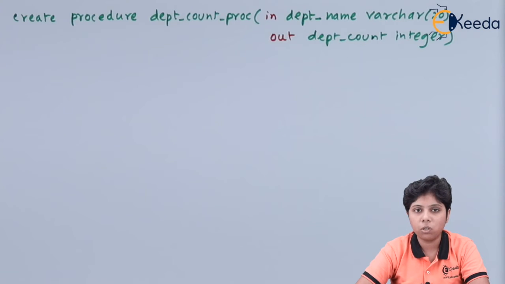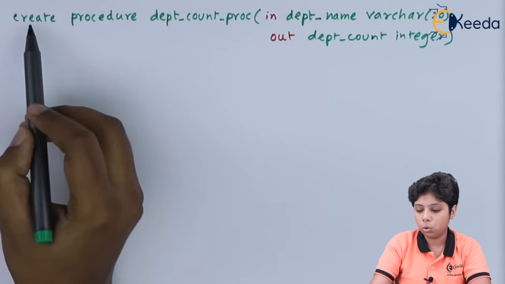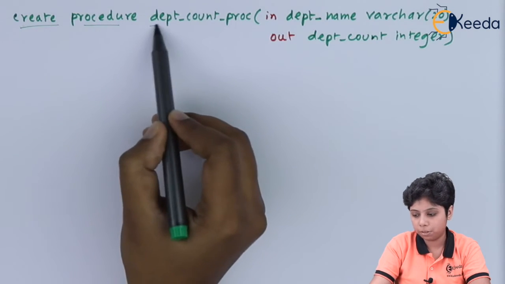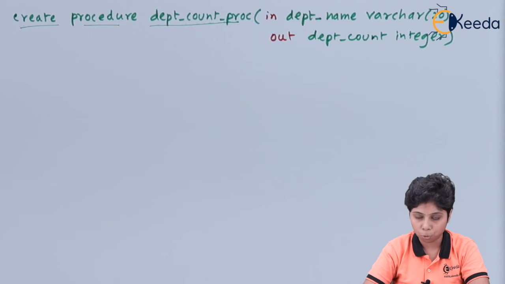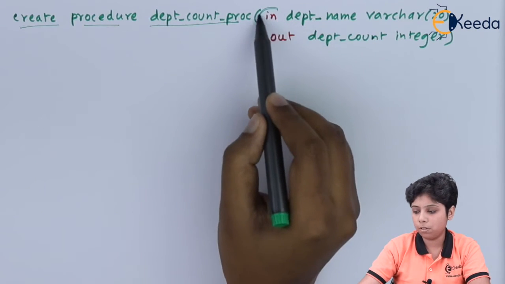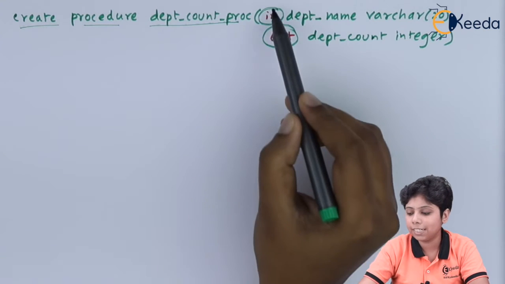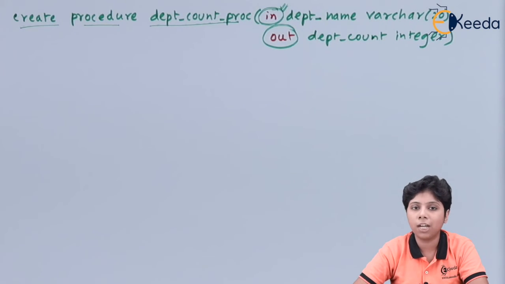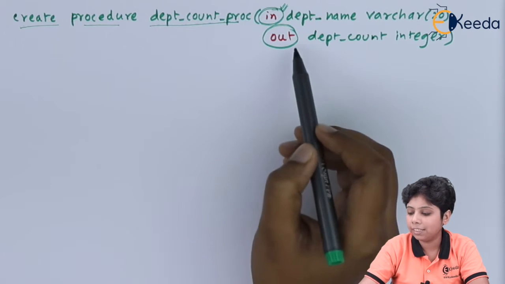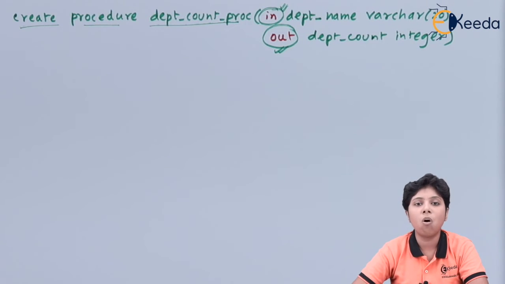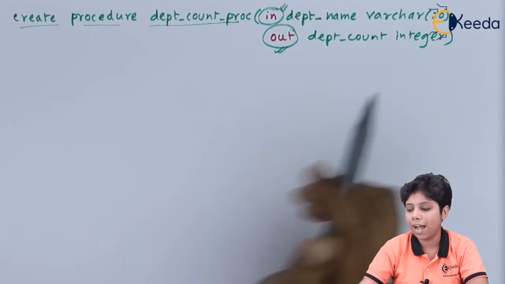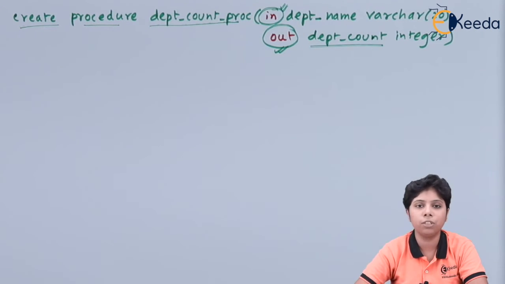See, in this procedure, I have used the keyword create procedure. After that, the procedure name, that is dept count proc. See the use of in and out here. The in and out in the arguments of a procedure respectively define that this is the in variable, or the argument to the procedure, and this is the out variable, or the procedure will have this integer as a result, named department count.